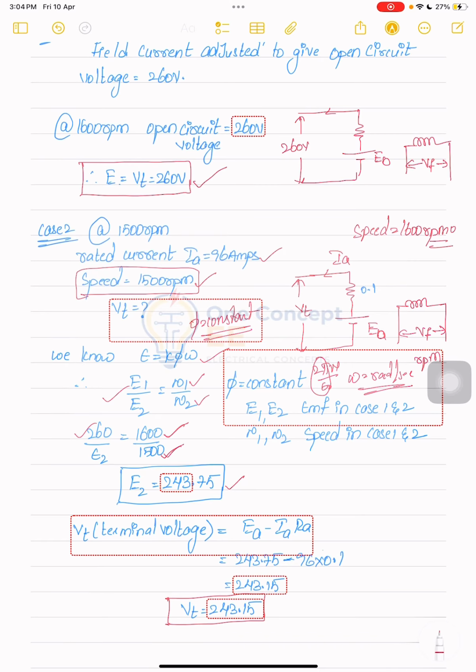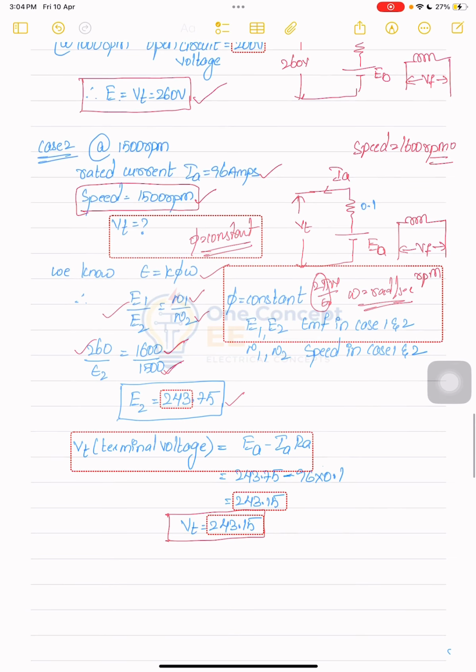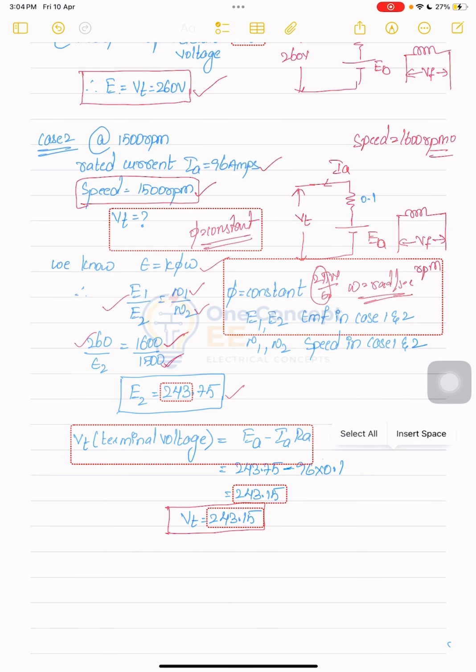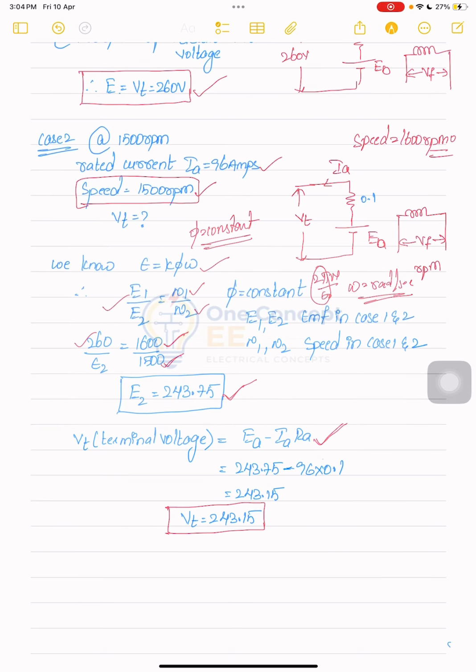Now we need to find the terminal voltage. We already know terminal voltage is EA minus IA RA, by using the basic KVL loop. By substituting EA of 243.75, IA of 96, and armature resistance of 0.1, we get the terminal voltage.